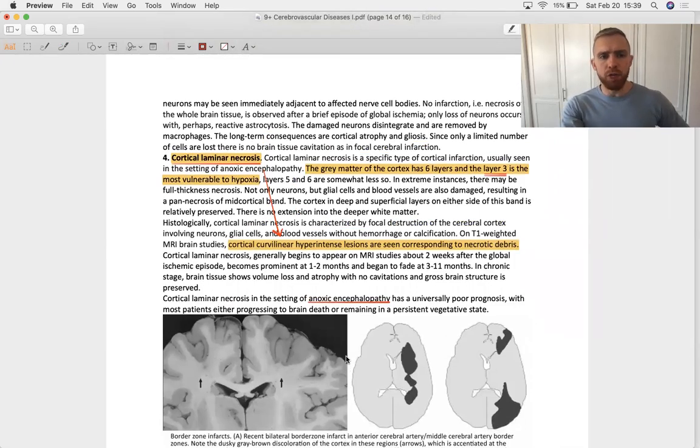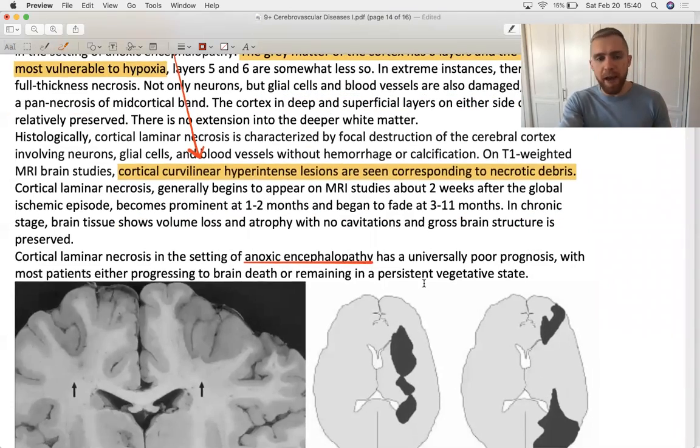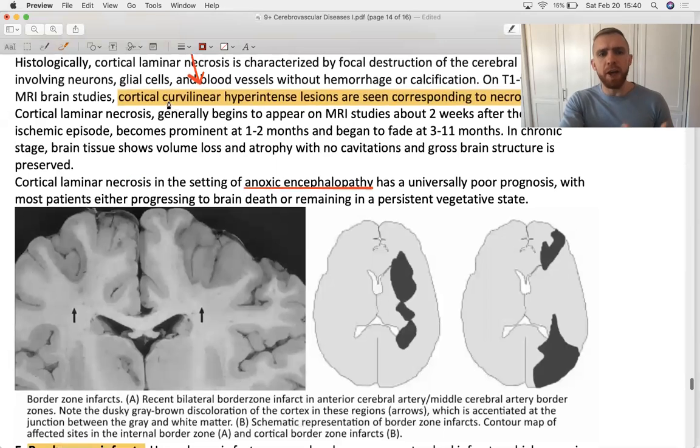Cortical laminar necrosis. How do you diagnose this? You see it usually, or they tell you with words what you see on an MRI. And what that's going to be is cortical curvilinear hyperintense lesions. And those lesions on the MRI correspond to extracellular edema and fluid collection, which is a result of cell death, cells spilling their ions, and so fluid pools in the area. And so that's tissue necrosis. Again, it'll turn liquefactive in the brain. It's cortical and curvilinear. So that lets you know that a particular region of the cortex has died off.